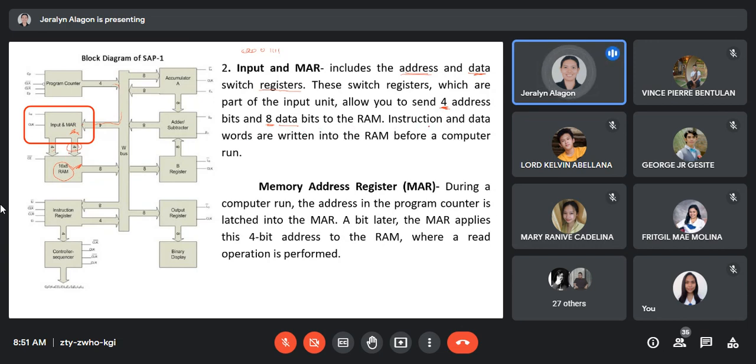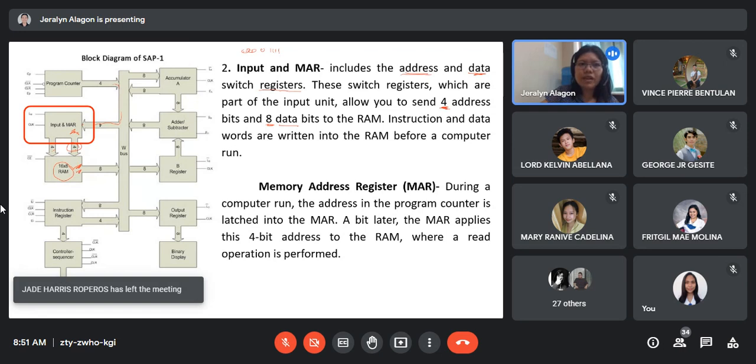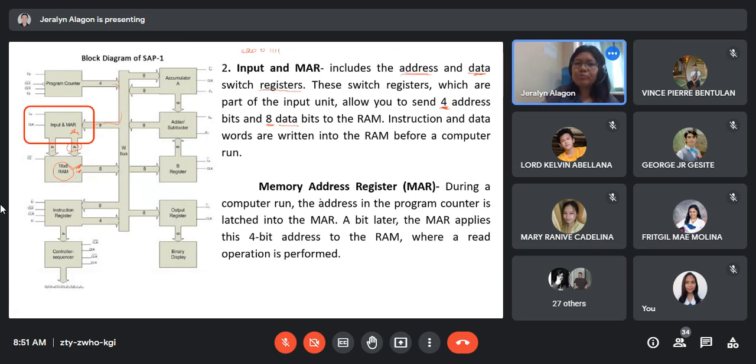Okay. Instruction and data words are written into the RAM before a computer run. I think what this says is that for every operation in the CPU, that data or instruction should be fetched from the RAM. It's always from the RAM, not from somewhere else. Okay? So input and MAR is the input going to the RAM.